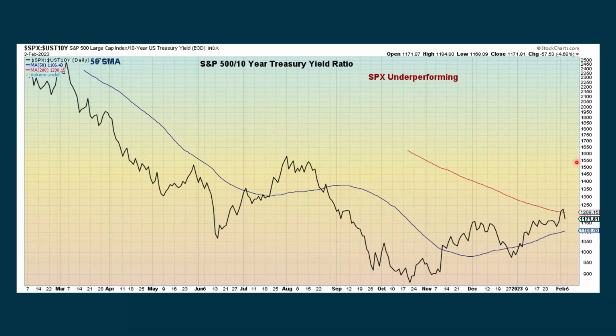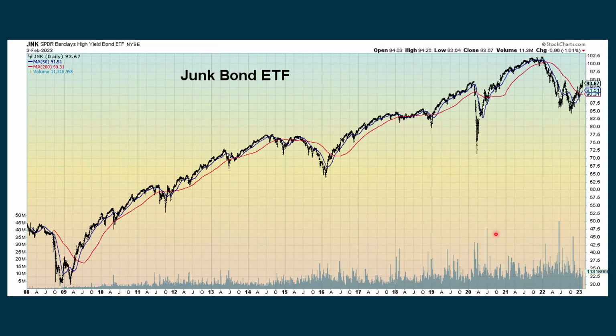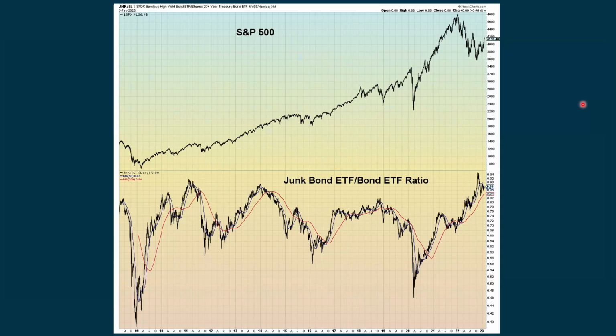Looking at the S&P 500 against the 10-year Treasury yield, it just shows that the S&P 500 has been really underperforming the rise in interest rates. Junk bonds. These are high yield bonds that folks like to get into when they're not really getting anything from government bonds or even corporate bonds. And this tends to follow the stock market.